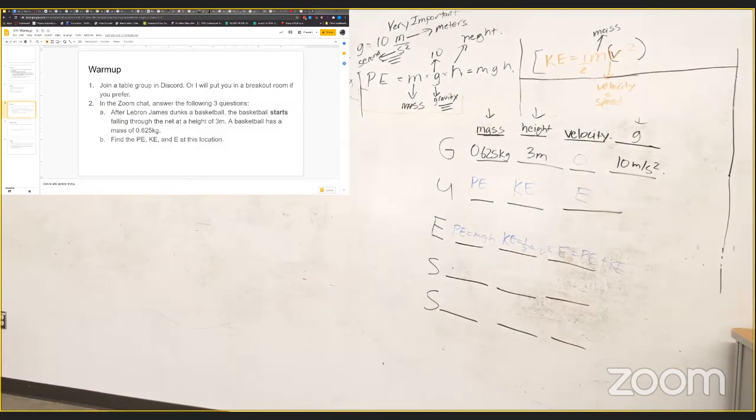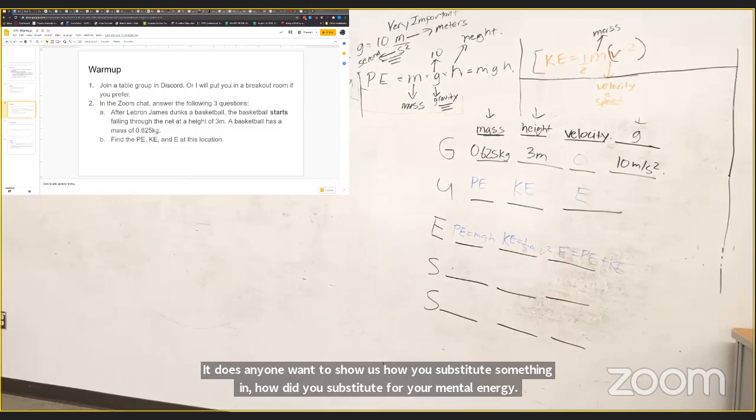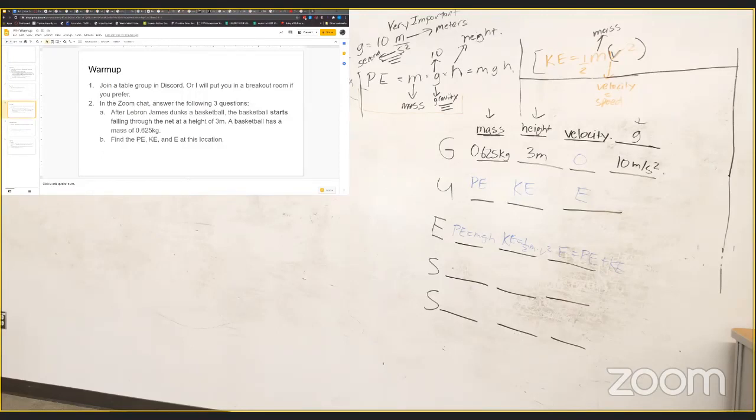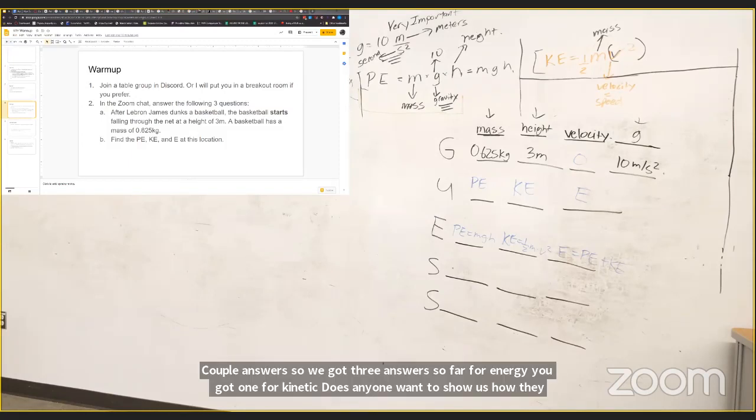A couple answers. So we got three answers so far for potential energy. We got one for kinetic. Does anyone want to show us how they substituted for their potential or kinetic? And does anyone have any answers for the total energy? Also good. We got George. Great work, George. Can we get a few more answers in here? We got Miguel. Great work, Miguel.